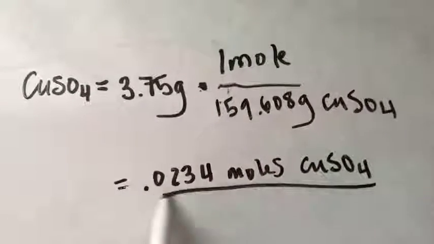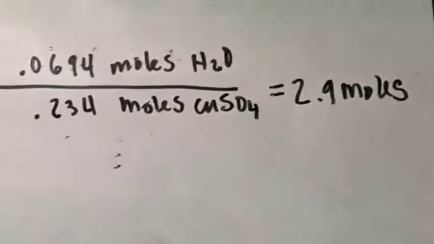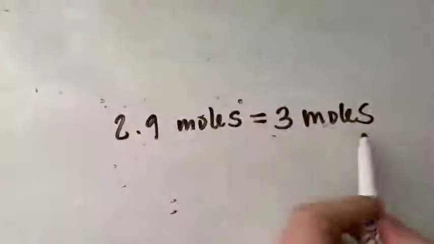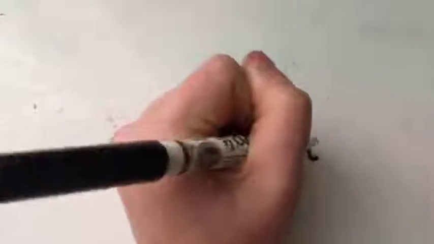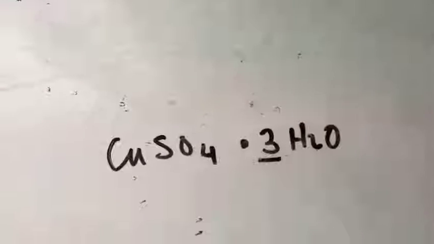Let's start with the rounding. If we got an answer of 2.9 moles, we'll round up to 3 moles. Next, we'll plug 3 into the compound formula. 3 goes right before H2O to represent how much of it we have. The last step to this equation is to name the compound.